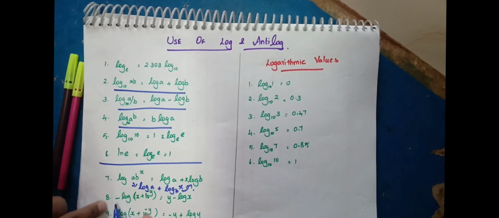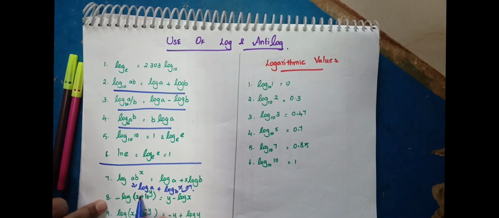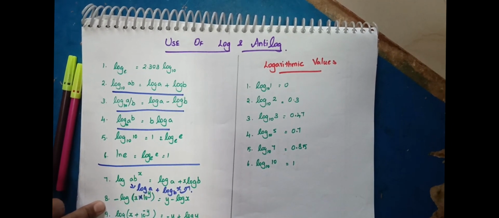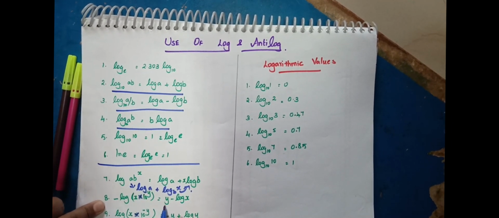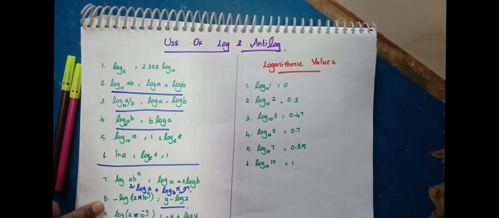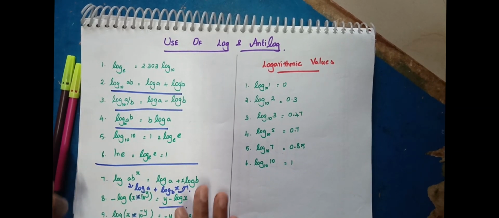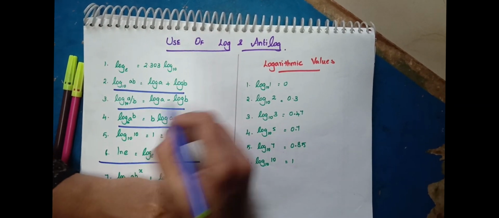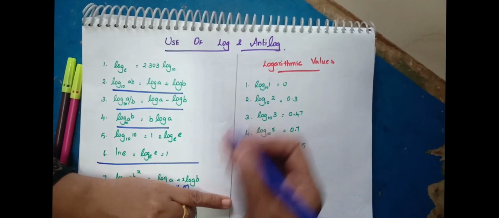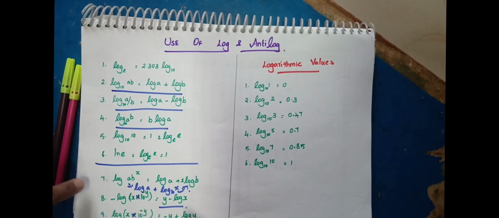The next one: minus log of x into 10 power minus y changes to y minus log x. This identity works for the negative logarithm. If it is a positive logarithm, it will change to minus y plus log x. So don't get confused with this. Only these things are very important. Memorize them, and while doing the problems you will get to know the use of these identities.